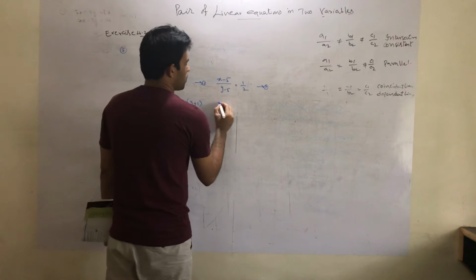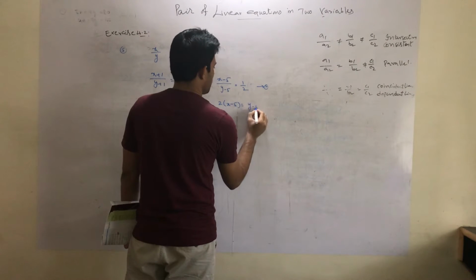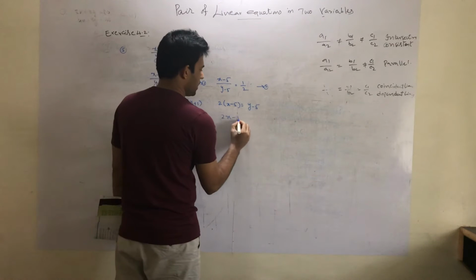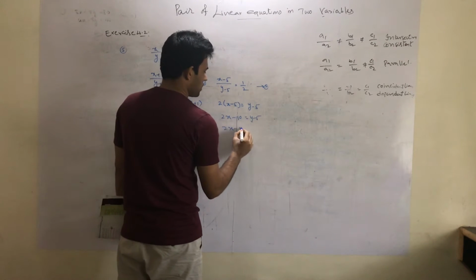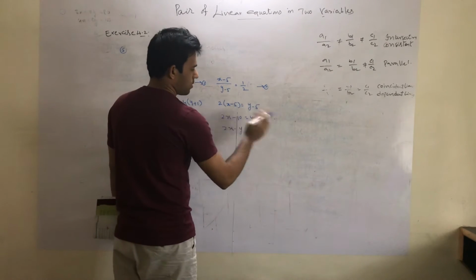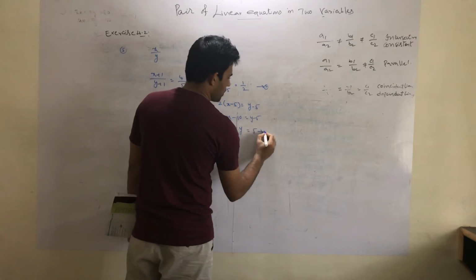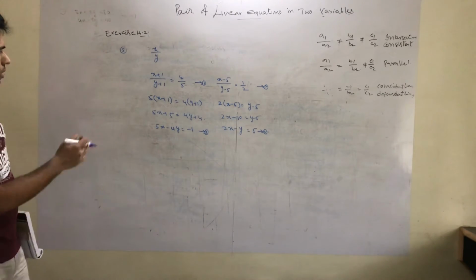Now, this one. So, cross multiply. So, 2 times of x minus 5 equal to 1 times of y minus 5. So, 2x minus 10 equal to y minus 5. So, take the x and y one side. So, 2x minus y equal to minus 5 plus 10. So, that becomes 5. This is your equation 2. If you solve this, you will get the answer. So, I will quickly tell you what could be the answer.